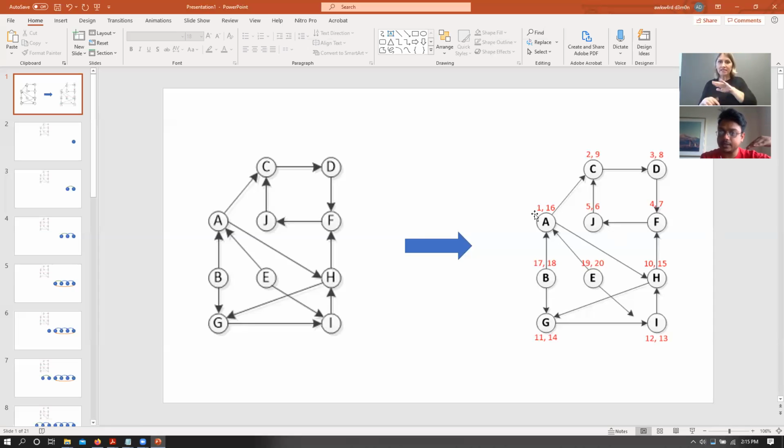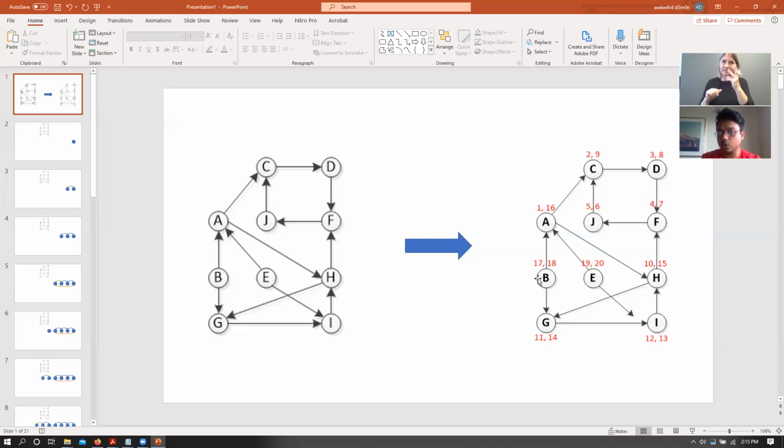Remember that for a DFS, the time complexity was V plus E, right? We need to cover every vertex and every edge, so every vertex that is yet not visited, and essentially that ends up being twice the number of edges per vertex. And so the complexity was V plus E, right? So after A, we have post visit of A as 16.